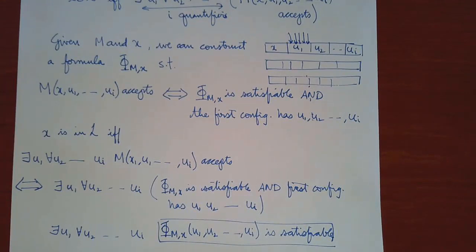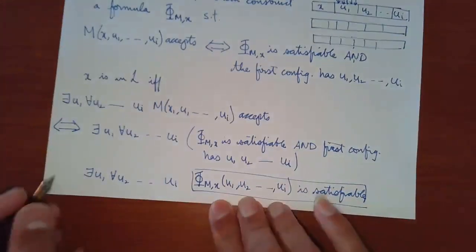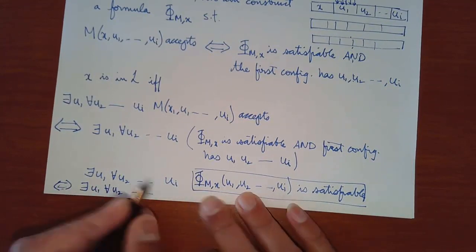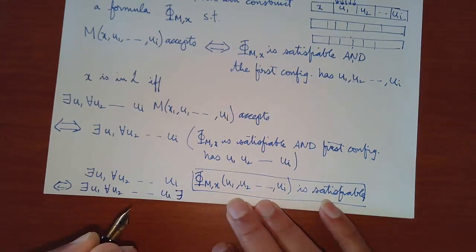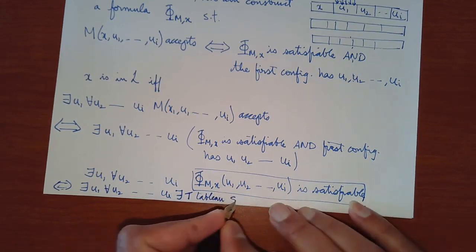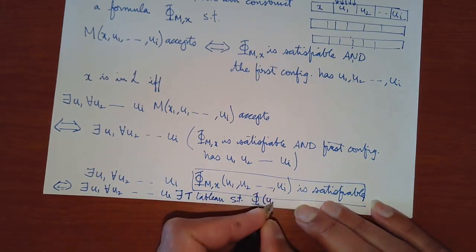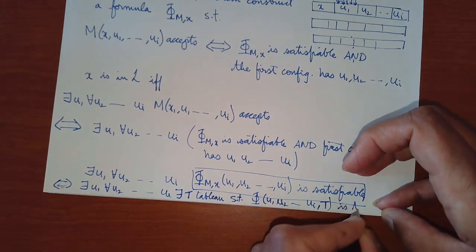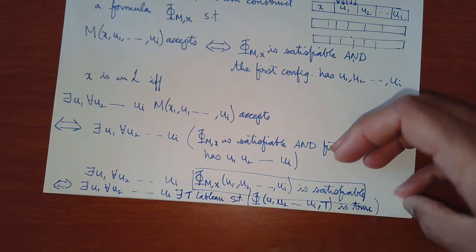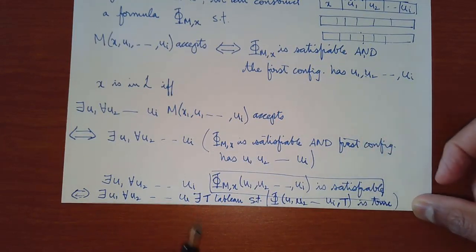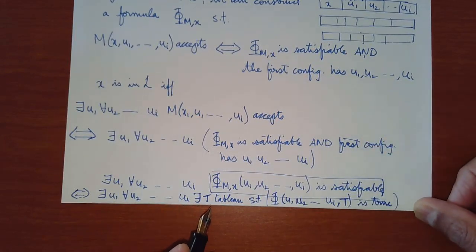Yeah, I see. So if you do this, then what you get is: there exists a u1 for all u2 up to ui, and then there exists the T, which is the tableau, such that phi of u1, u2 to ui and the tableau is true. So we end up with an extra quantifier. Now, if the last one was a there exists, then we don't gain anything. But if the last one was a for all, then we seem to gain an extra quantifier.